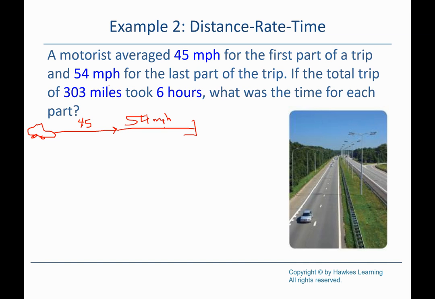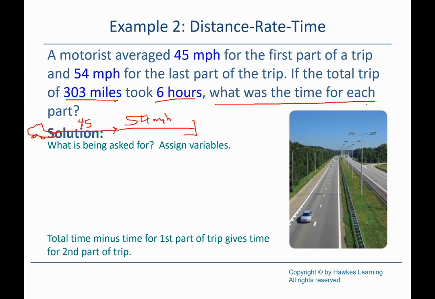So that's his rate on both parts. I know the total trip was 303 miles, and it took 6 hours total. Okay. Then I go and say, what am I looking for? Well, I'm looking for the time, looking for what time it took to make each part of the trip. So what's being asked for is time. So I need to use my variables to stand for the time for each part of the trip. Again, only using one variable right now.